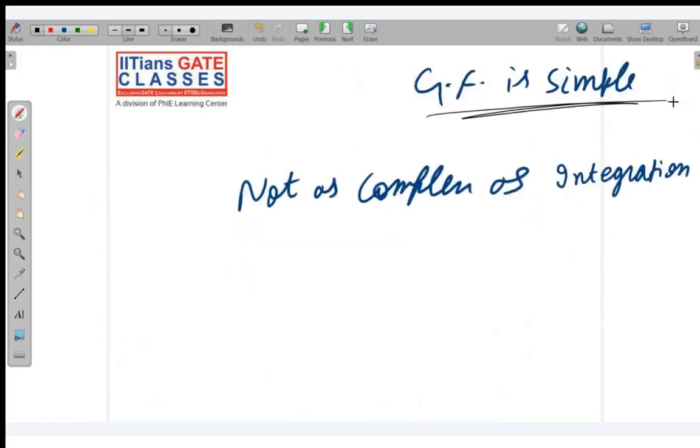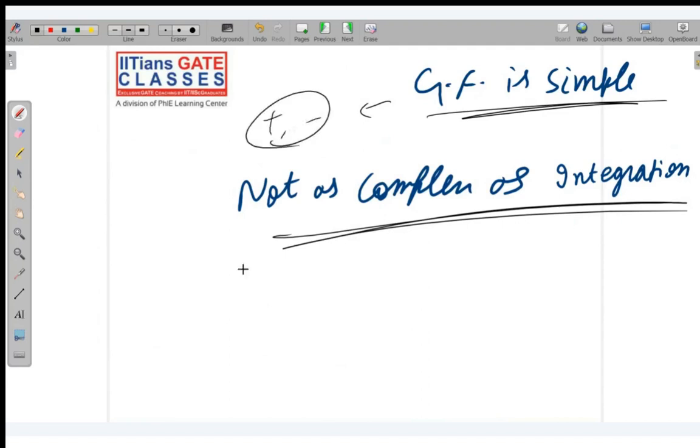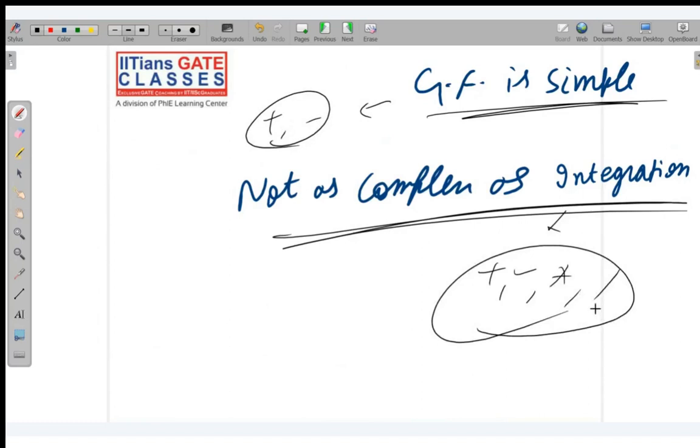So generating function, I have told you, is very simple. It is not as complex as integration, because in integration we have multiplication, product rule, and so on. We will not do these things. In generating function we will do simply addition and subtraction. That's it. In integration we are doing addition, subtraction, multiplication, division, everything, but here we will do only addition and subtraction. That's why it is very simple. Let me jump to the next slide.